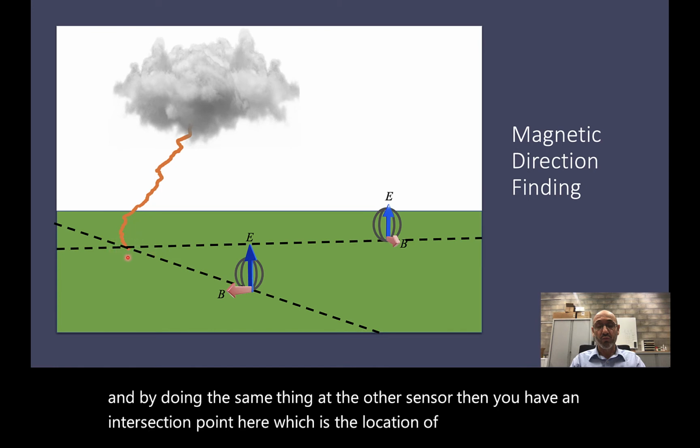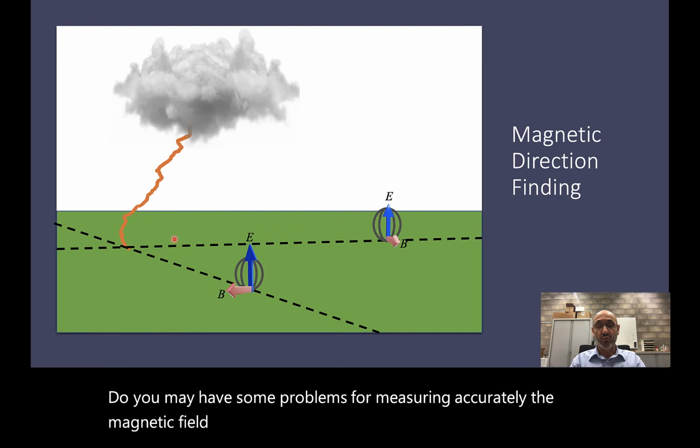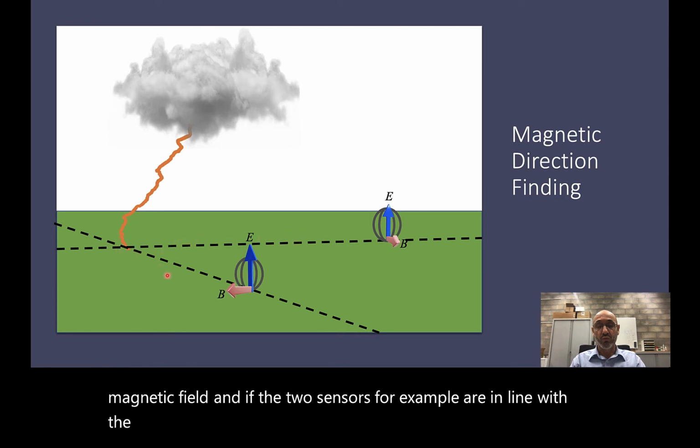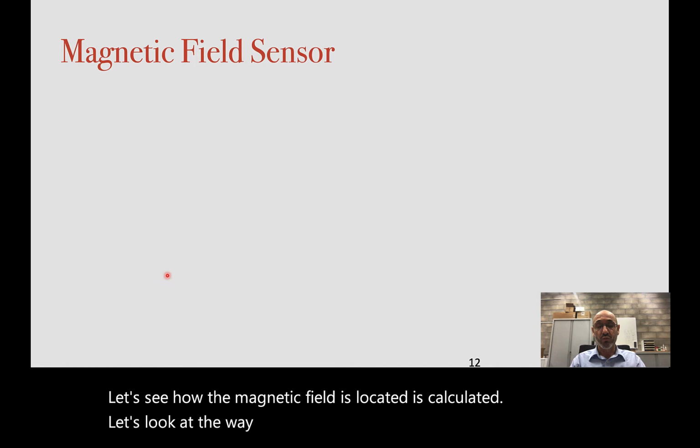In practice, you may have some problems measuring the magnetic field accurately, and if the two sensors, for example, are in line with the strike point, then you won't be able to find it, but those you can solve by using more sensor locations. Let's look at the way the magnetic field is measured.